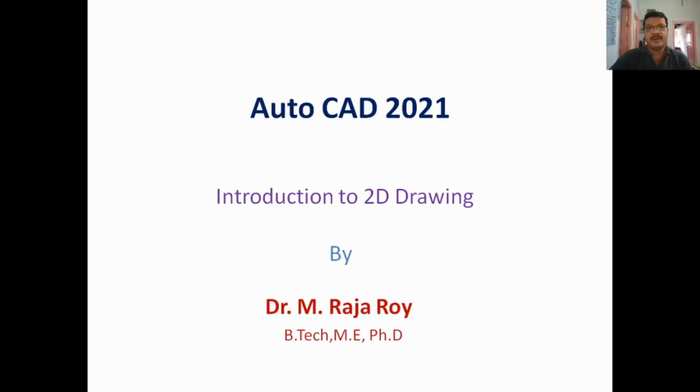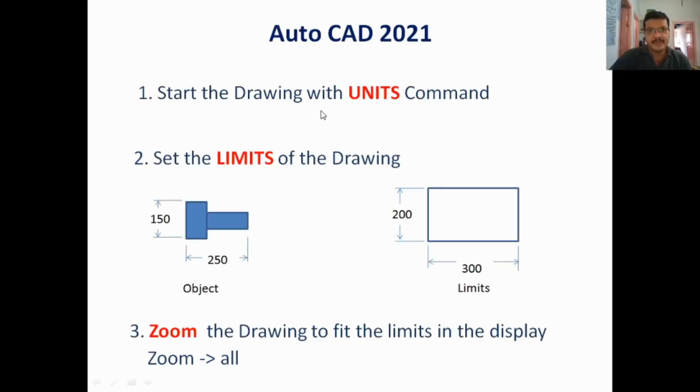Now we will enter into the AutoCAD introduction part. After opening the AutoCAD software, the first command you have to use is the units command. Using the units command, we set the units that we are going to use in our drawing. The unit may be millimeter, centimeter, meter, feet, or inches, whatever it might be.